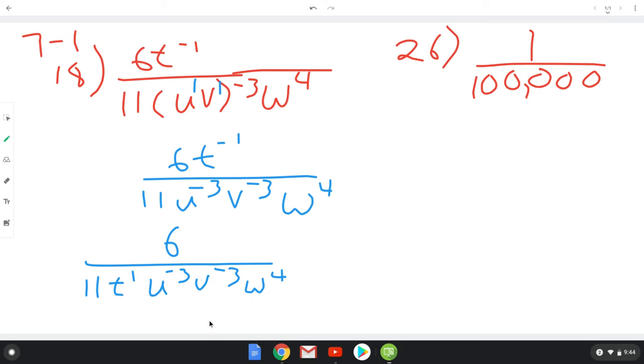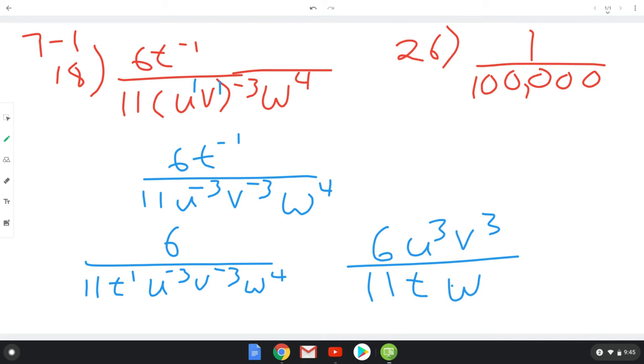And if I have negative exponents in the denominator, those need to come to the numerator. So anything with a negative exponent in the denominator needs to come to the numerator. So I have 6 u to the third, v to the third, 11 t. When I have a power of 1, I don't need to write it, so I'm going to stop writing that 1. And I have w to the fourth.